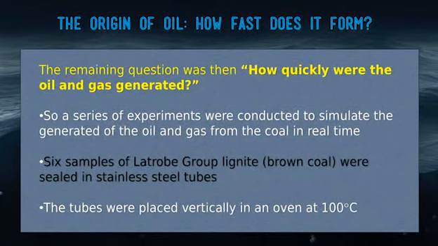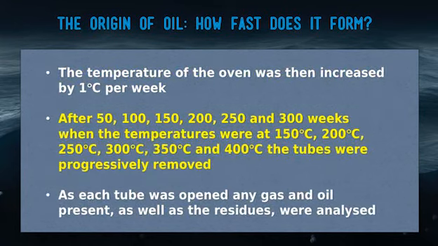So they did a series of experiments. It was very easy to do. What did they do? They took 6 samples of the brown coal. They took 6 stainless steel tubes, sealed the coal in the stainless steel tubes, placed them vertically in an oven, which was heated to 100 degrees C. And then what did they do? Every week they turned up the knob on the oven by 1 degree. So after a year, the temperature had gone up to 150 degrees.